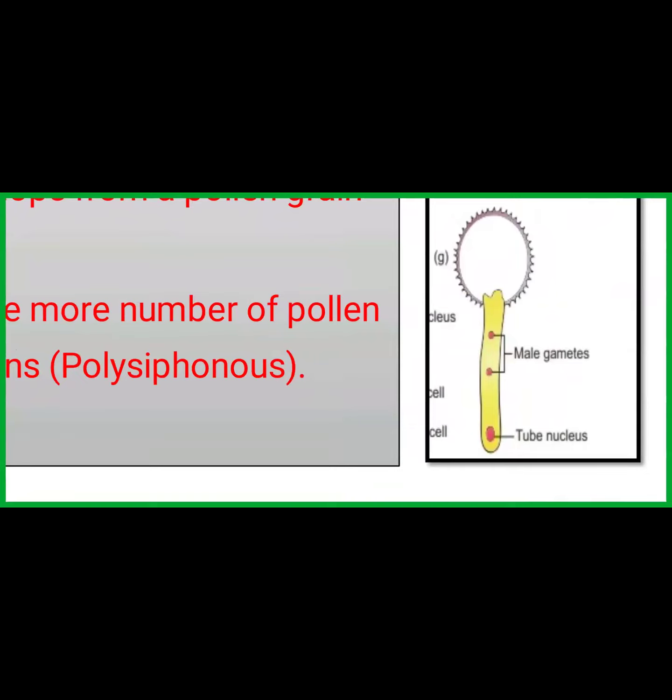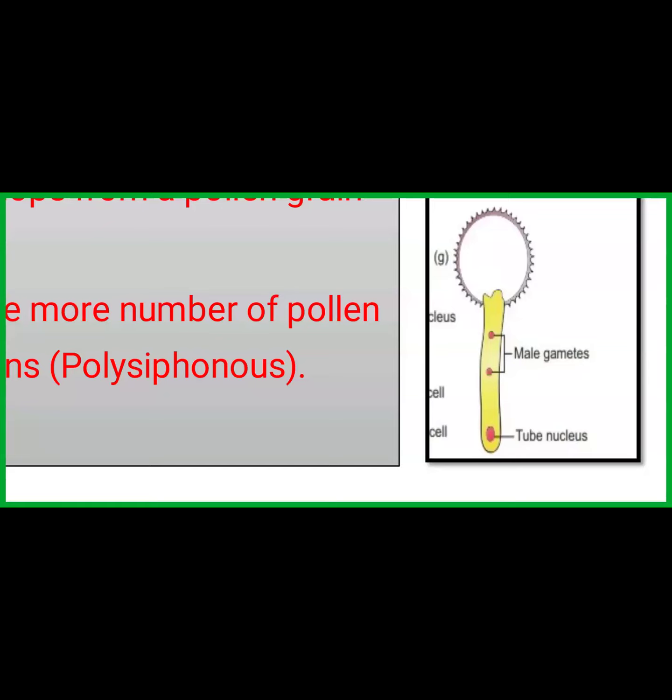Examples are Beta and Hordeum, in the former condition, the pollen is shed at the three-celled stage, a vegetative cell and two male gametes. And in the latter, the two-celled stage, one vegetative cell and one generative cell. In those plants where pollen grains are shed at the two-celled stage, the generative cell may divide after the pollen have reached the stigma.